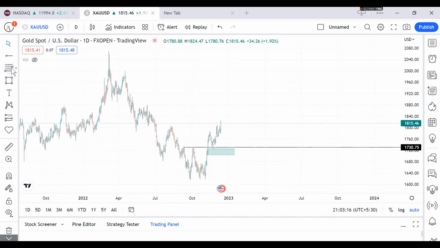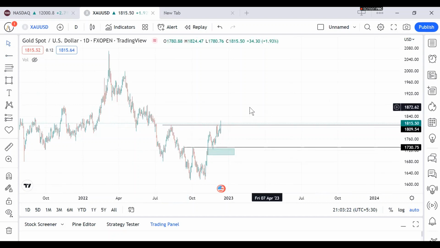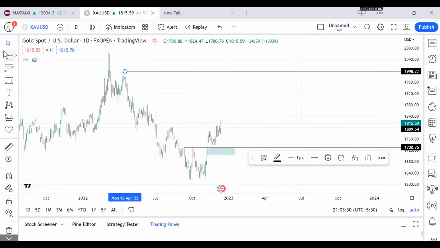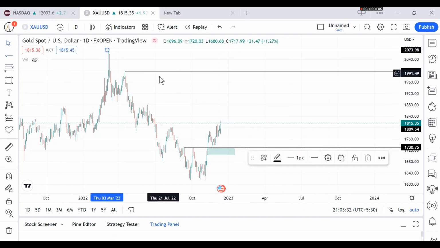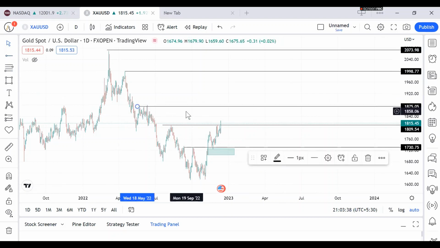We can see that here there is a level, and the market is above this level on today's candlestick, and there is another level here. There is another level here. There is another level here on a daily time frame.